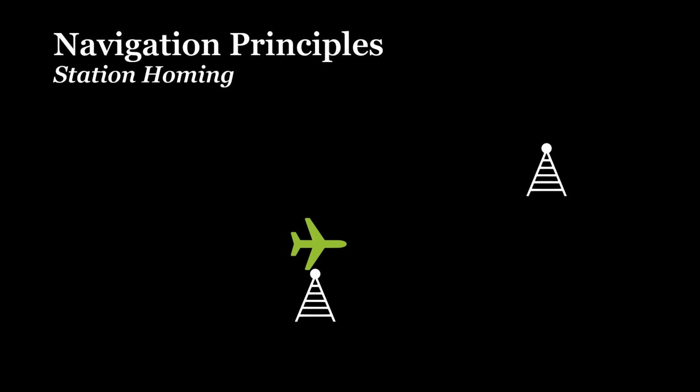To reach a certain goal position, the aircraft can head toward one station after the other along the way. This is the simplest but also most inefficient method, as the path is usually not optimal.